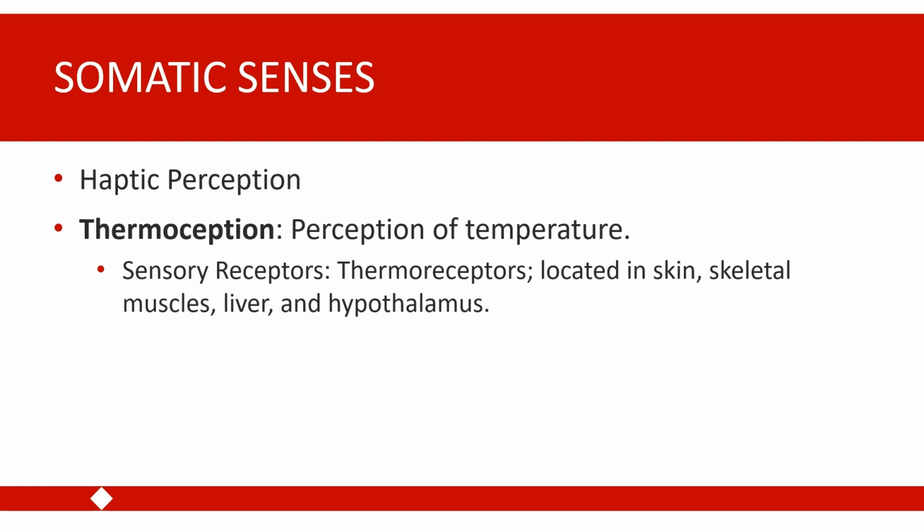Another somatic sense is our sense of thermoception, and this is our ability to perceive temperature. The sensory receptors for thermoception are called thermoreceptors. These are located not only in the skin, but also in our skeletal muscles, the liver, and the hypothalamus. We have two different kinds of thermoreceptors. Some of these are warm thermoreceptors that provide us with information about temperature that is greater than the temperature of the human body. Other thermoreceptors are cool thermoreceptors, and they give us information about temperature that is less than the temperature of the human body.